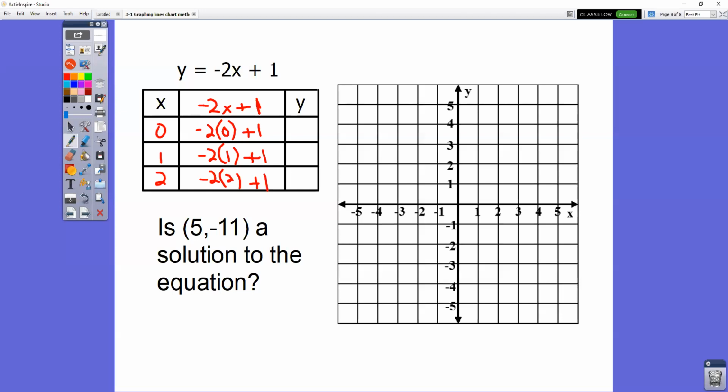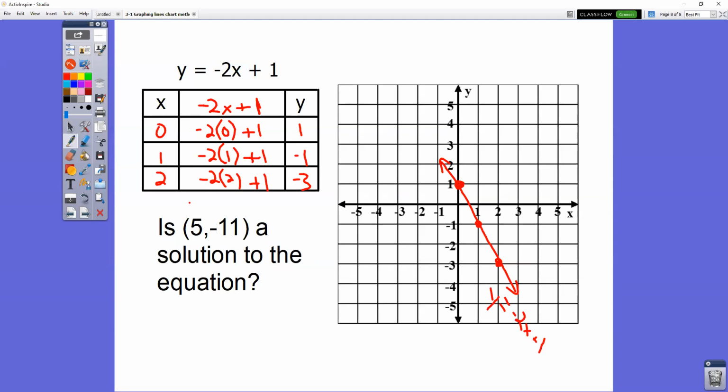-2 times 0 is 0, plus 1 is 1. -2 times 1 is -2, plus 1 is -1. -2 times 2 is -4, plus 1 is -3. So 0, 1 over 0 up to 1. 1, -1 over to 1 down to -1. And 2, -3 over to 2 down to -3. Again, those should form a straight line. If they don't, you did something wrong. Put your arrows on the ends and label it.